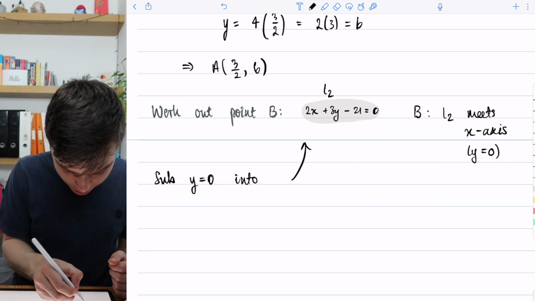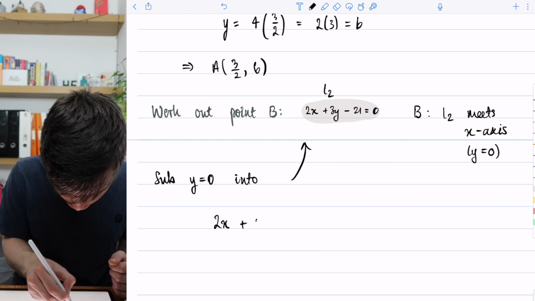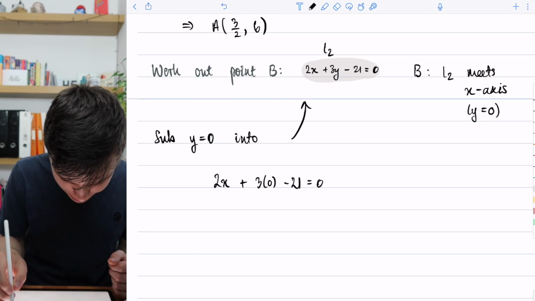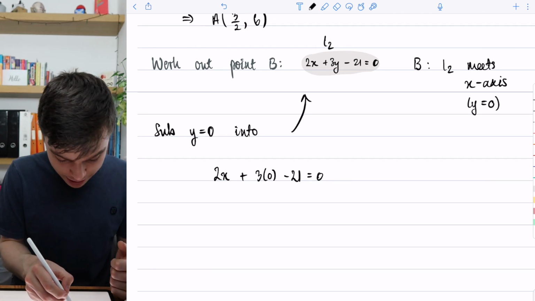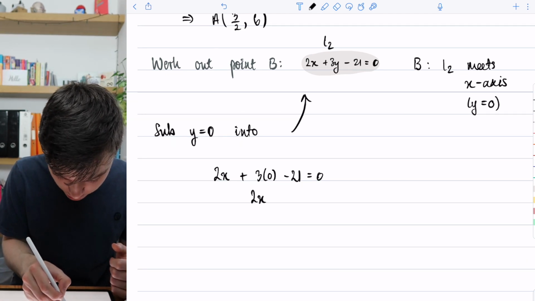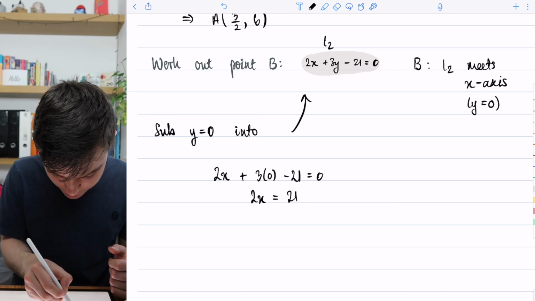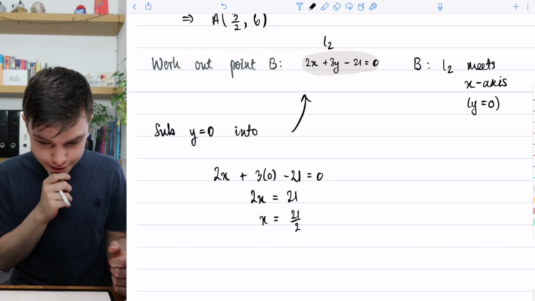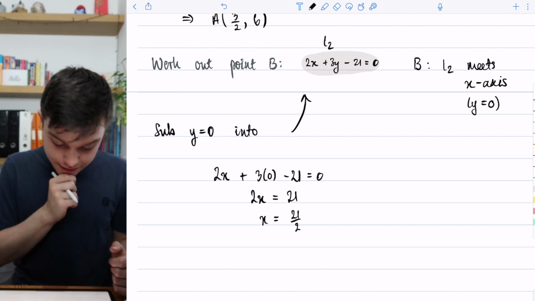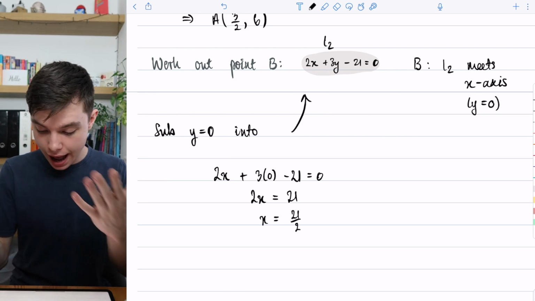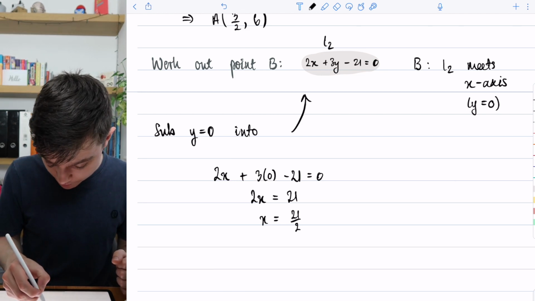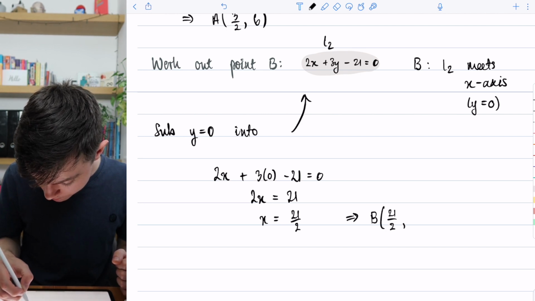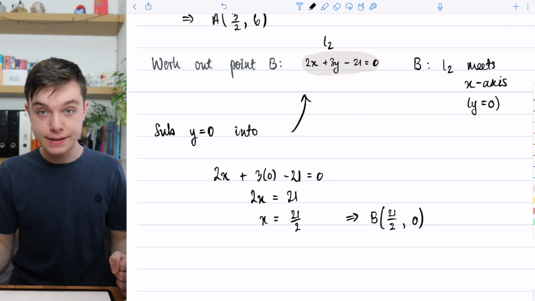So when we do that, we'll have 2x plus 3 times y is 0, minus 21 is equal to 0. 3 times 0 is 0, that disappears. 2x is equal to 21. So therefore x is equal to 21 over 2. Okay? So that is the x value of B, and the y value of B is 0. So that tells me B is at the point 21 over 2, and y is 0.